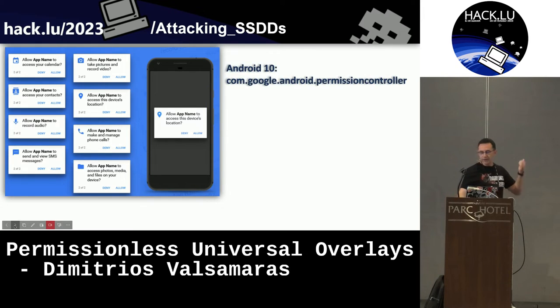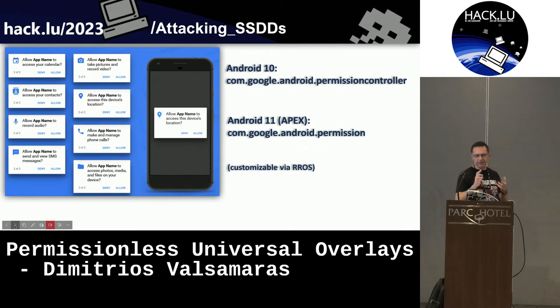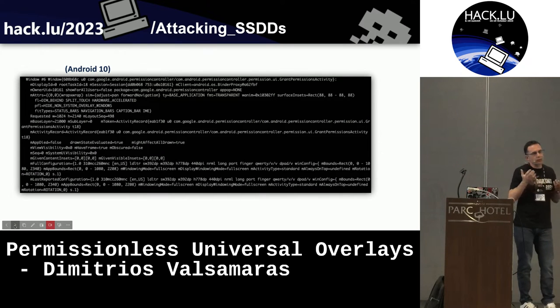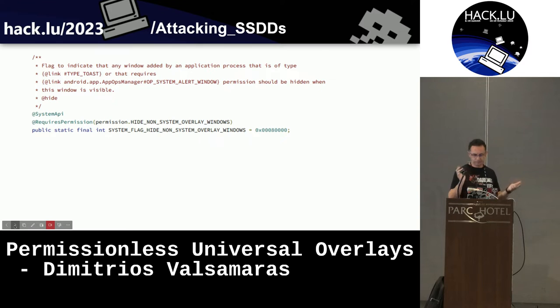Now, these dialogues, before Android 11, belong to this package here. And in Android 11, they moved to an Apex, this Apex here. But they can be customized by OEMs using runtime resource overlays. Now, the main idea is what kind of window these dialogues were using. And to my surprise, they were using a simple base application window, but they had a couple of interesting flags. And the most interesting is the second one, which is the hide non-system overlay windows. Let me tell you some things about that.